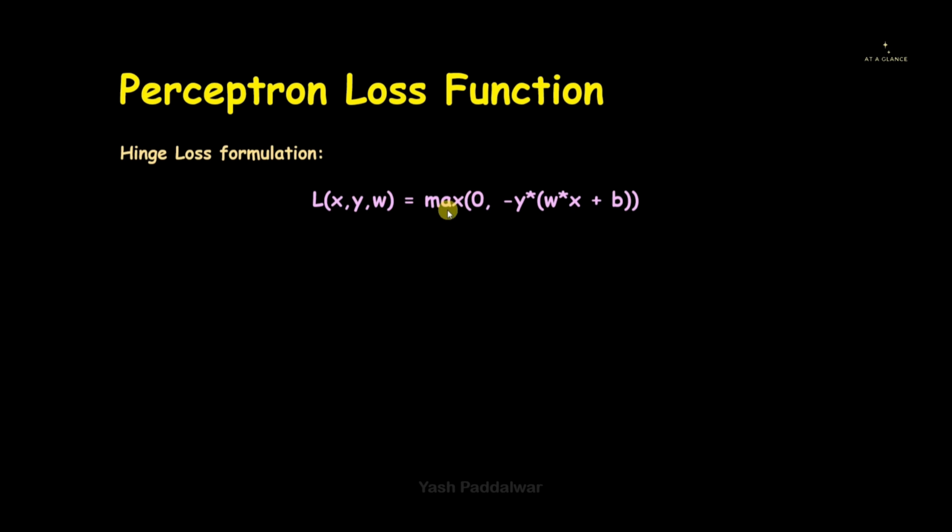And on the right hand side, you can see how to solve this particular loss function. It is max of 0, comma, the expression which is minus y multiplied by (wx plus b). Now what exactly are all these parameters? You are already familiar with this. x is the input feature vector. In a given data set, all the input features come under x.